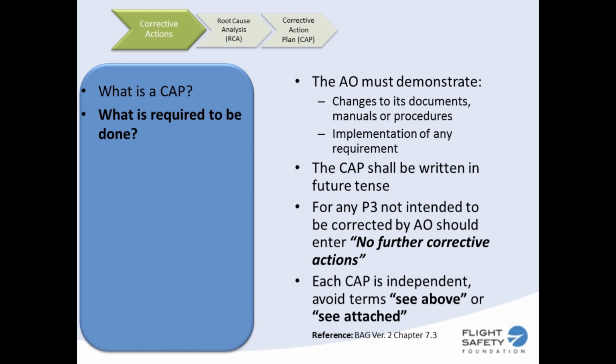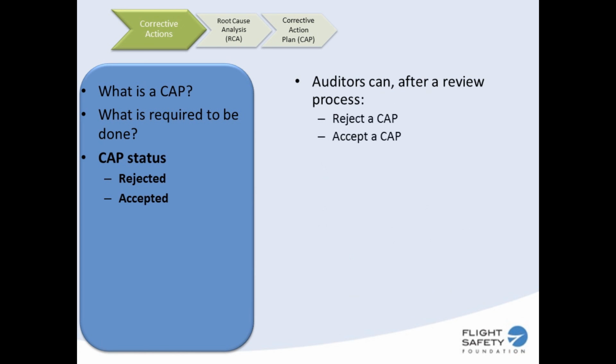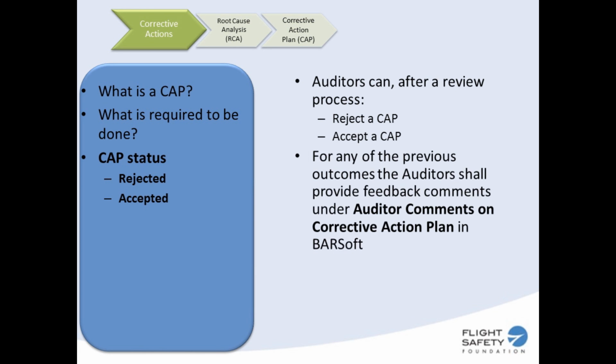If it is a P3 question and you do not intend to close the finding, please enter No Further Corrective Actions in the CAP field. Once the work on the Corrective Action Plan is completed, the operator should advise the auditor that the work has been entered and is ready for review.